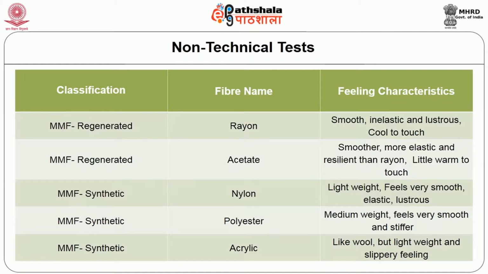Under the man-made fiber regenerated category, rayon is smooth, inelastic and lustrous, cool to touch. Under the same category, acetate is smoother, more elastic and resilient, a little warm to touch. Under the man-made fiber synthetic category, nylon is lightweight, feels very smooth, elastic and lustrous. Under the same category, polyester is medium weight, feels very smooth and a little bit stiffer. Regarding acrylic, it is like wool but lightweight and slippery by feeling. Under the same synthetic category, polypropylene is extremely lightweight, resilient, smooth, and more lustrous. These are the feeling characteristics of these fibers under the finger sensory test method. We can identify them qualitatively through this one.